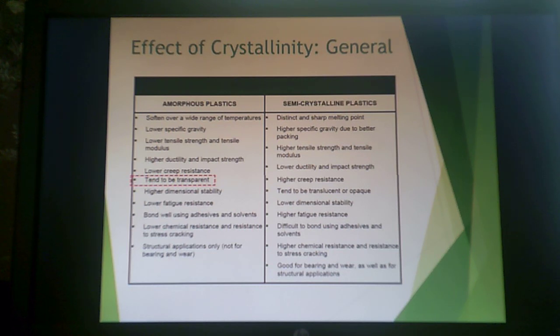Or a semicrystalline plastic tends to be translucent or opaque. Now, translucent means light passes through it, but if you try to read something through it, it's going to be blurry. Or opaque. In other words, no light passes through it, you can't see anything through it. So that's the first thing I want you to consider, is what crystallinity has to do with transparency.